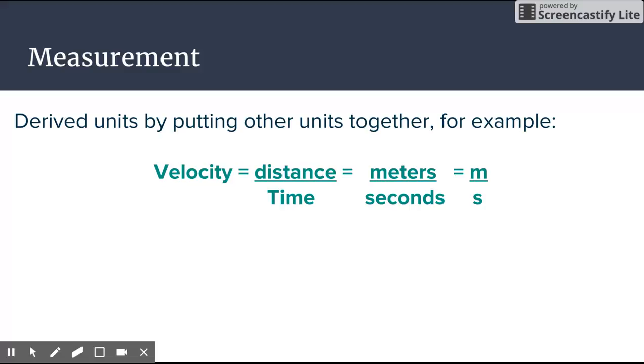Velocity is another example. We find that by taking distance divided by time. We measure distance in meters, time in seconds. So it's meters per second, or meters every second.